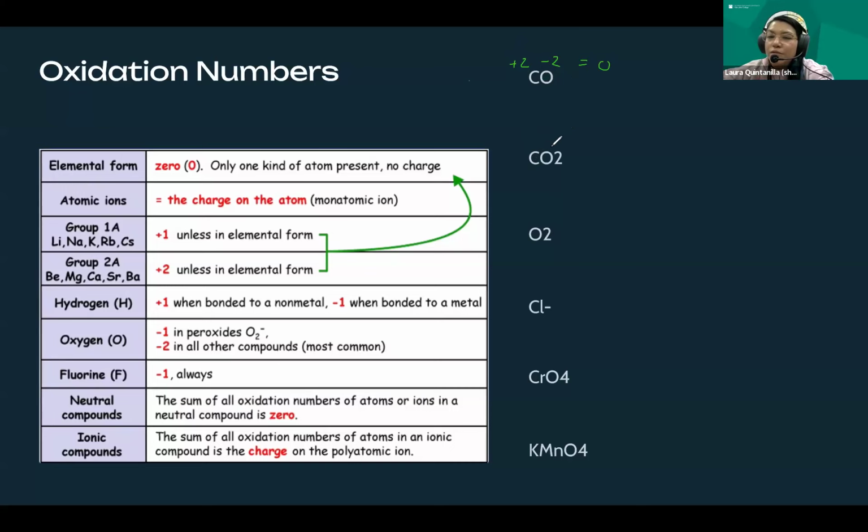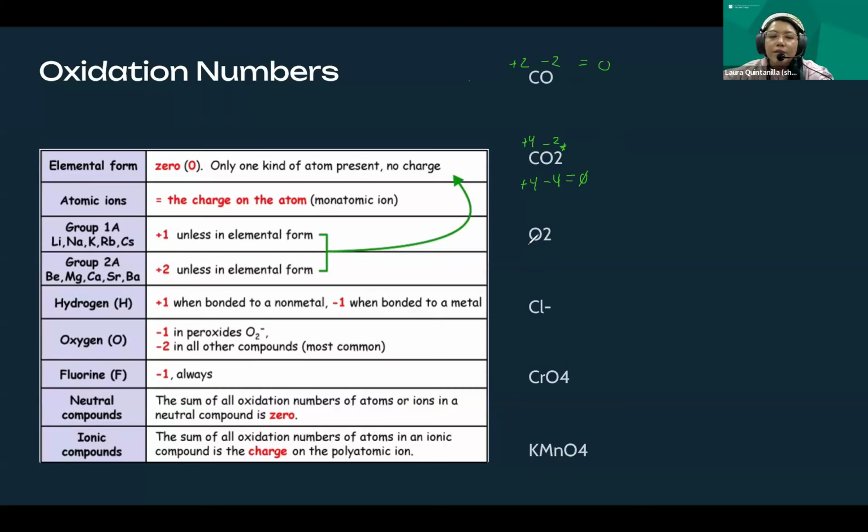Again, there's not a rule for carbon, but we can use the rule for oxygen. So oxygen again is -2. But now we have two oxygens. So in this case, you want to multiply that together to get the total amount of charge. So the total is -4. To equal 0, the only option for carbon is to be a +4. So carbon would be +4 in this case.